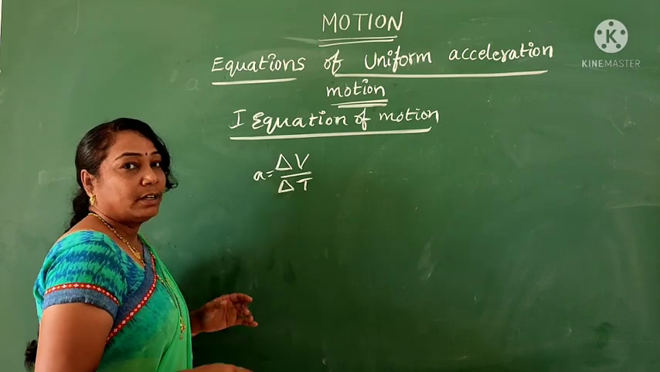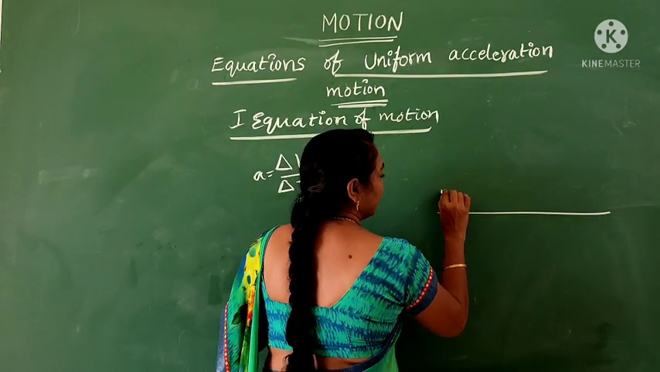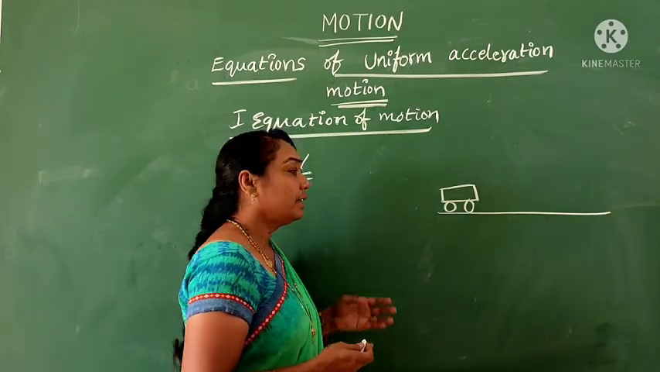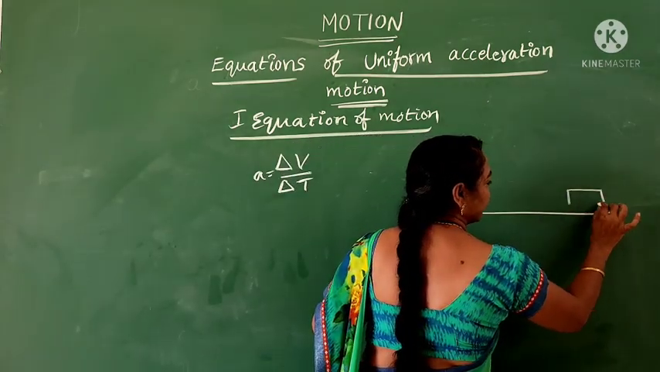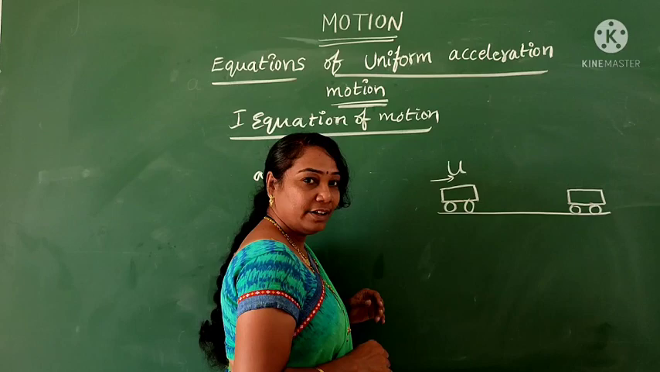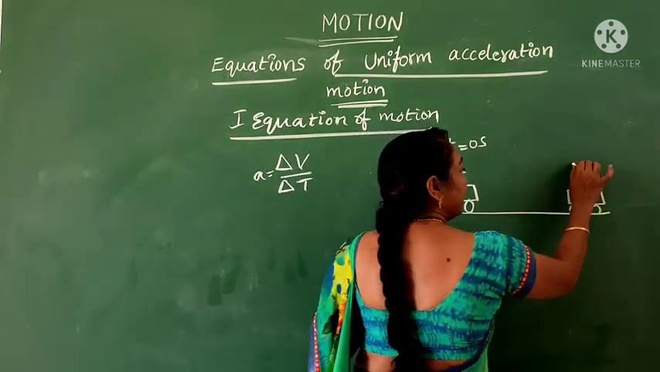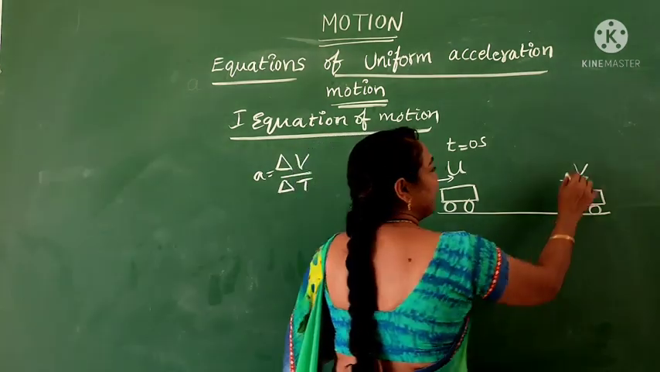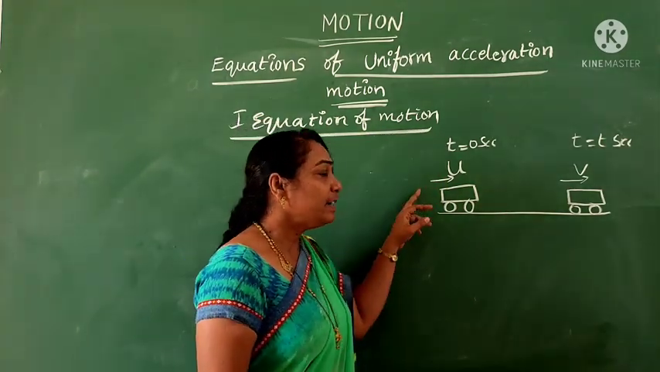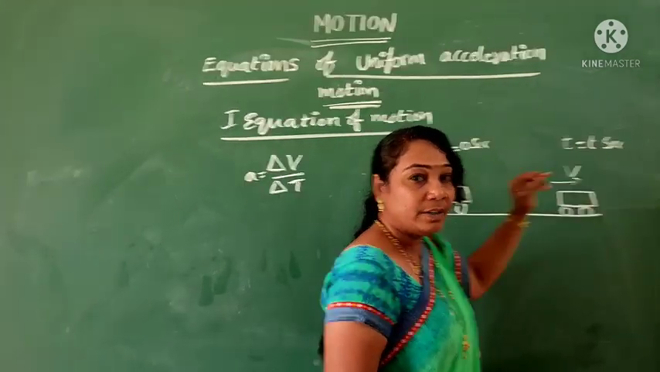Okay. Now, when your body is moving along a straight line, this is the straight line, and this is the body. Body means bus, truck, whatever it may be. Let u be the initial velocity at a time t equal to 0 seconds and v be the final velocity at time t equal to t seconds.